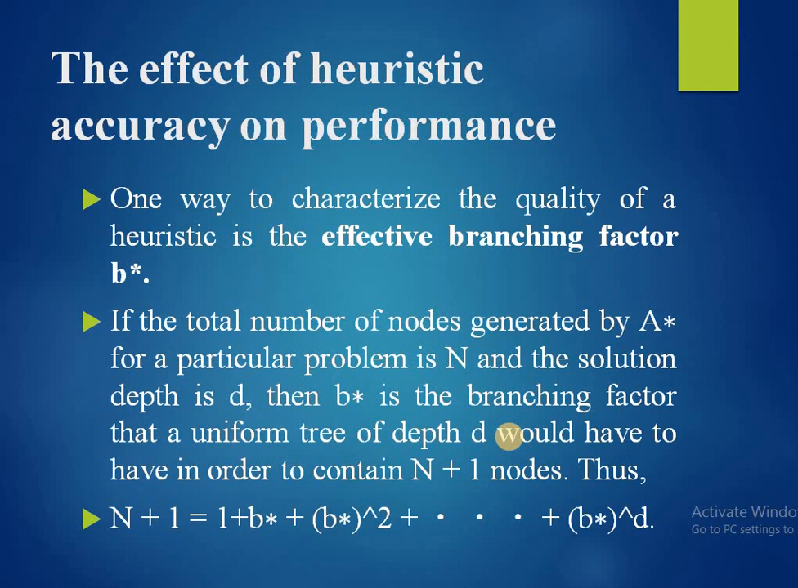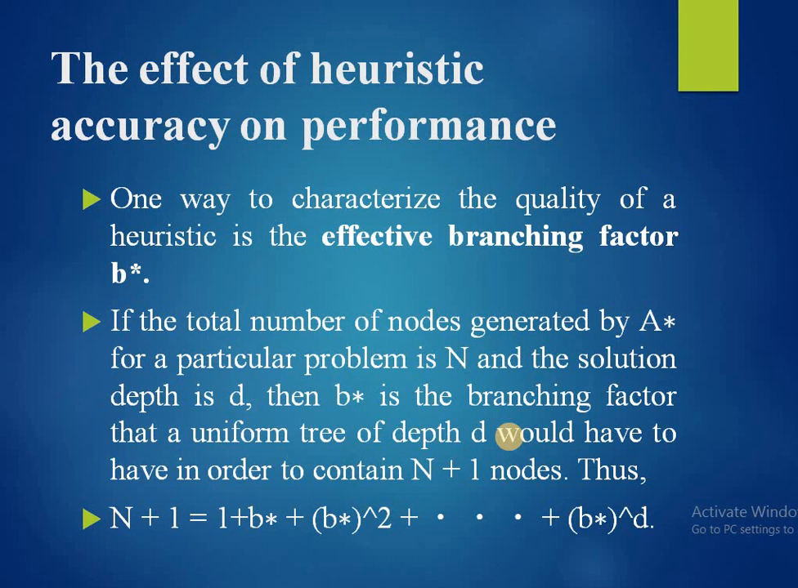The effect of heuristic accuracy on performance. One way to characterize the quality of a heuristic is the effective branching factor b star. If the total number of nodes generated by A star search for a particular problem is N and the solution depth is d, then b star is the branching factor that a uniform tree of depth d would have to have in order to contain N + 1 nodes.